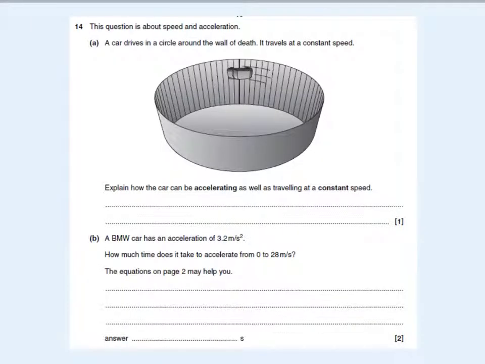Okay, now this one's a bit trickier. This one's about speed and acceleration. A car drives in a circle around a wall of death, and it's travelling at a constant speed. Explain how the car can be accelerating as well as travelling at a constant speed. And secondly, a BMW car, excellent make if I do say so myself, has an acceleration of 3.2 meters per second squared. How much time does it take to accelerate from 0 to 28 meters per second? Again, use the equations to help you. So time to pause it, answer those questions, and we'll come back in a couple of minutes and see how you get on.